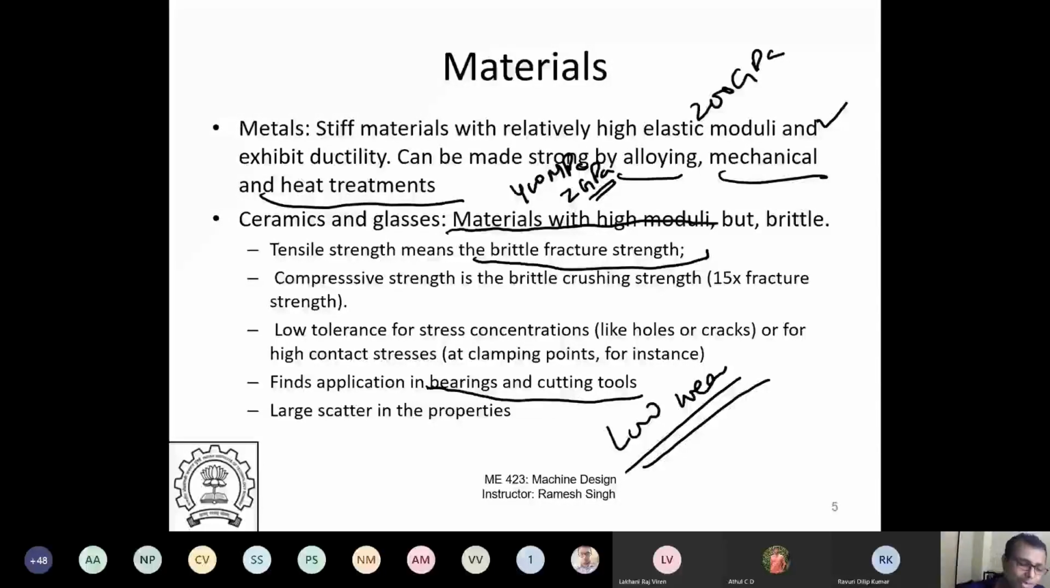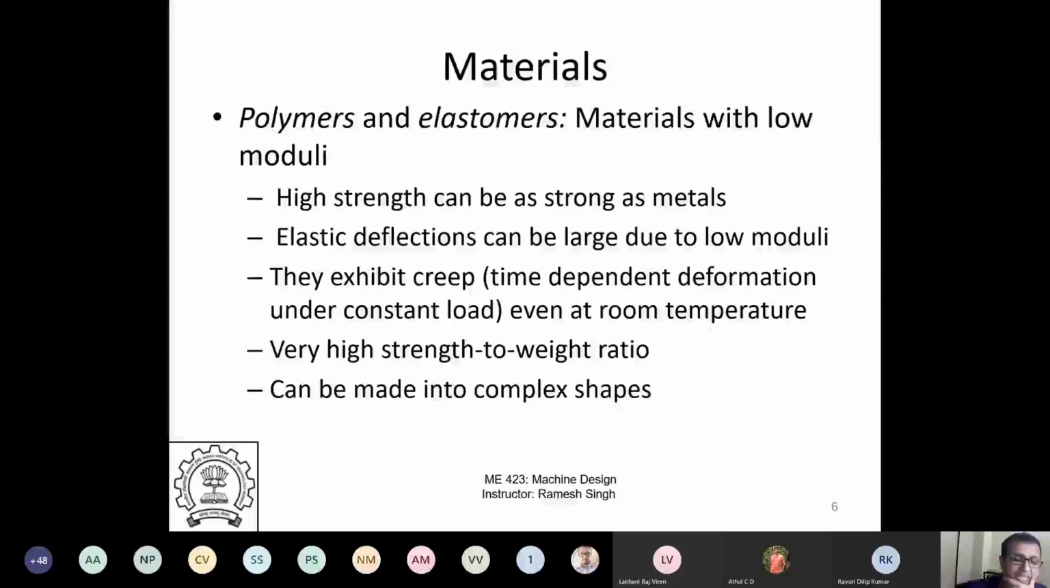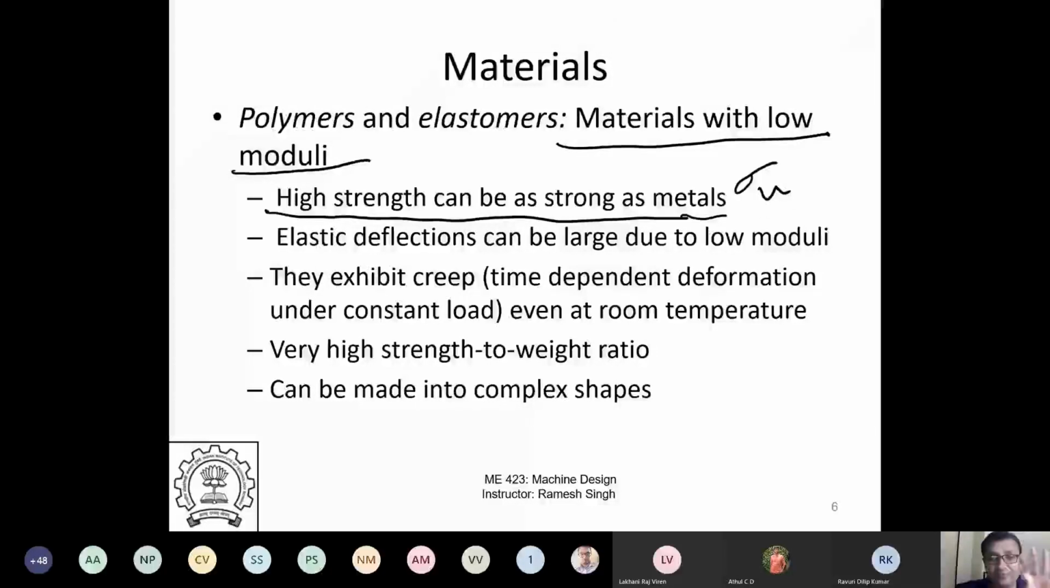The problem is that ceramics have large scattering in properties, so properties have a lot of variation. Polymers and elastomers are materials with low moduli. The modulus is low, meaning that if I apply load, they will deform. But the strength is still high. Strength here means sigma U is still very high, not sigma Y, because they will start to yield very fast, but they will not fail. So ultimate strength can be as good as metals.